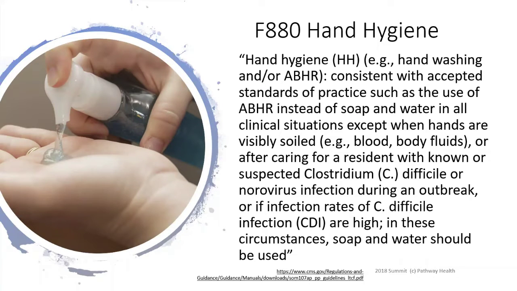In the State Operations Manual, Appendix PP, the Guidance to Surveyors for Long-Term Care Facility, under F880 Hand Hygiene, the definition indicates hand hygiene, which is described as hand washing and/or alcohol-based hand rub, consistent with accepted standards of practice, such as the use of alcohol-based hand rub instead of soap and water in all clinical situations, except when hands are visibly soiled, for example, blood or body fluids, or after caring for a resident with known or suspected Clostridium difficile or norovirus infection during an outbreak, or if the infection rates of C. difficile infection are high. In these circumstances, soap and water should be used.